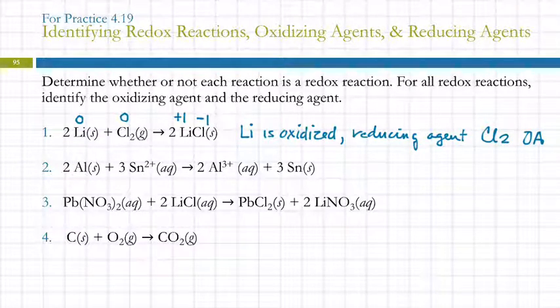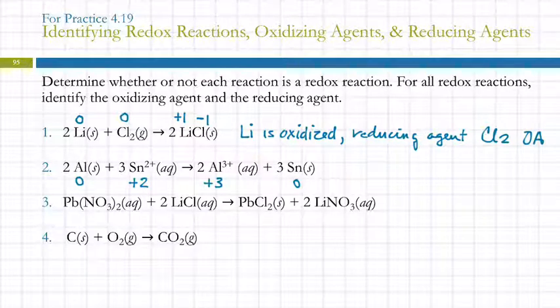Aluminum is 0 over here. And what's its oxidation state over here? That's the product. 3 plus. So is the aluminum being oxidized or reduced? Yeah, it's being oxidized. Its oxidation state is increasing. That happens because it's actually losing electrons. And the tin here is going from plus 2 to 0. So the tin is being reduced. The aluminum's being oxidized.